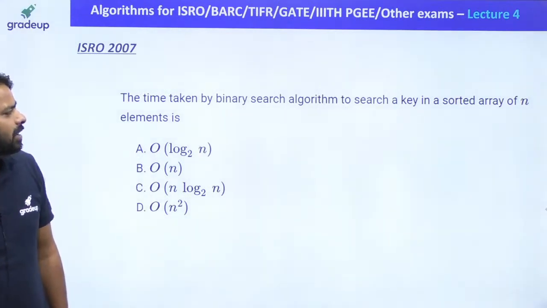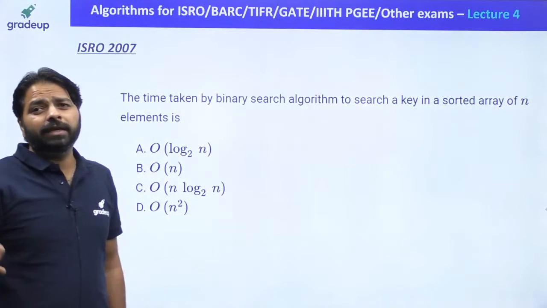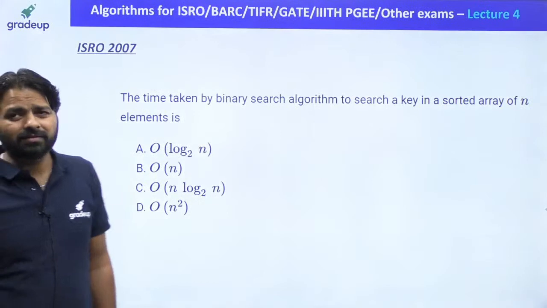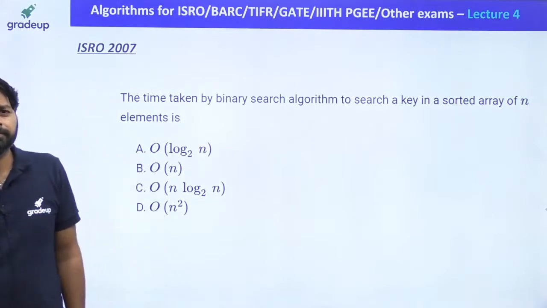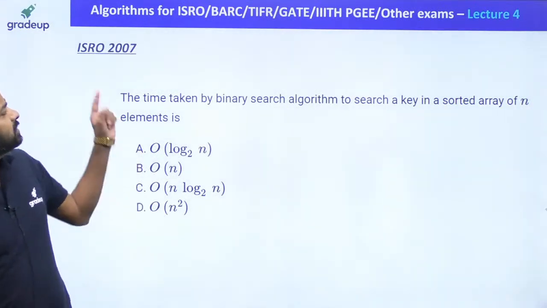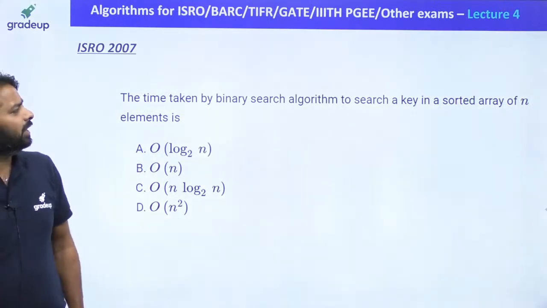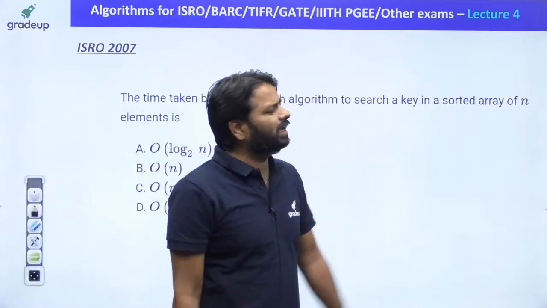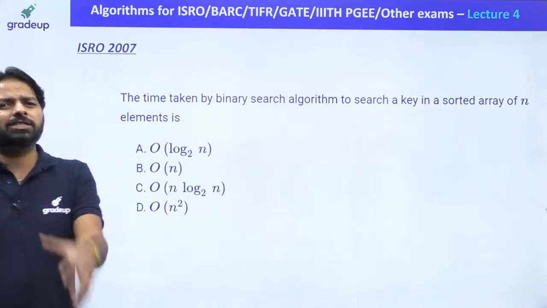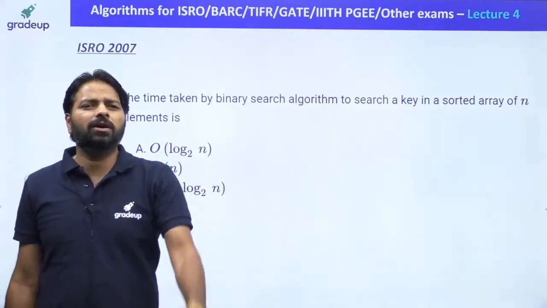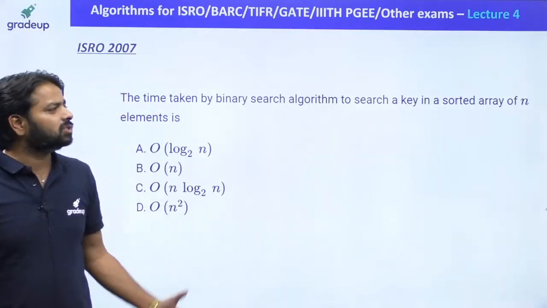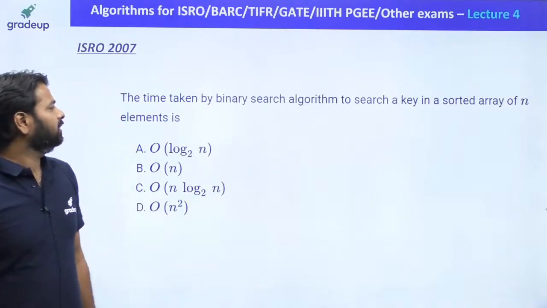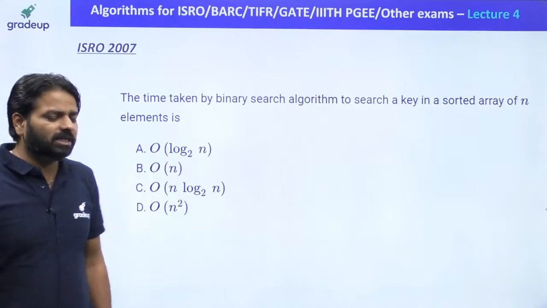The time taken by a binary search algorithm. This is an ISRO 2007 question. Look at the time taken by binary search algorithm to search a key in a sorted array. If you are applying binary search, is the array sorted or unsorted? Not mostly, all the time, we apply binary search on a sorted array. So what is the time taken to search an element?